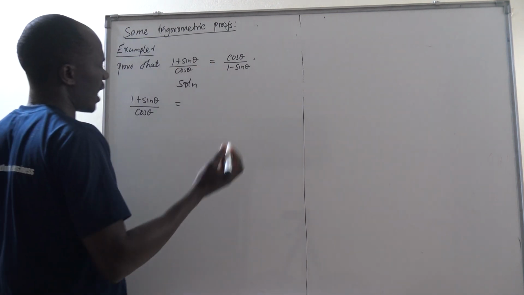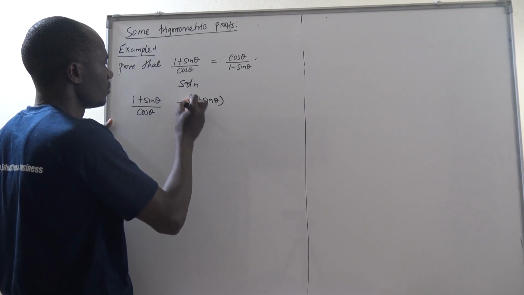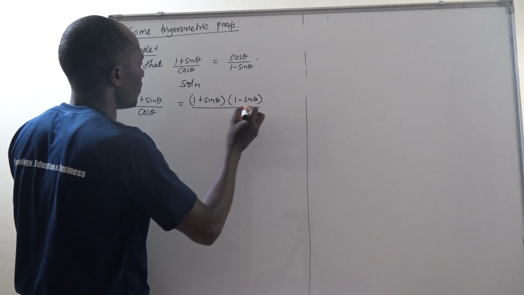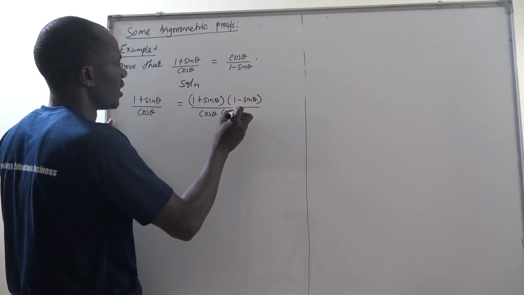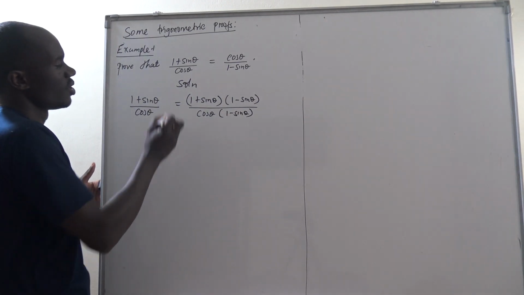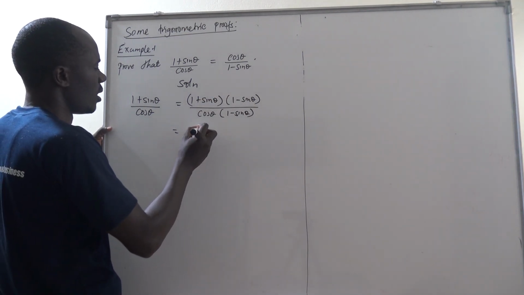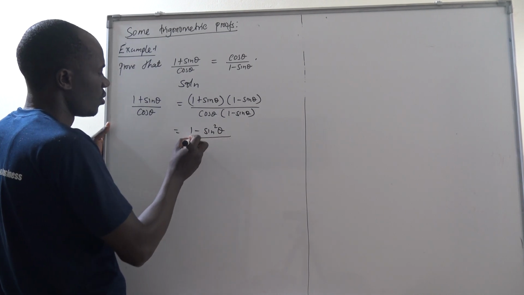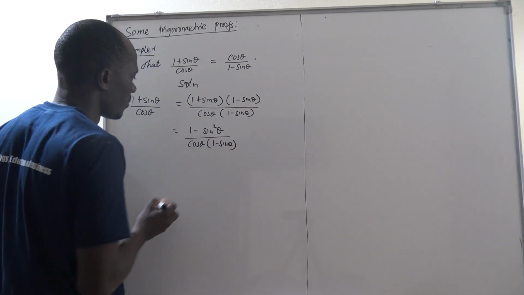So can we rationalize? We are going to say (1 + sin theta) into (1 - sin theta) all over cos theta into (1 - sin theta). So can we go ahead? This one is the same as what? This one is the difference of two squares, which becomes 1 minus sin squared theta all over cos theta into (1 - sin theta).